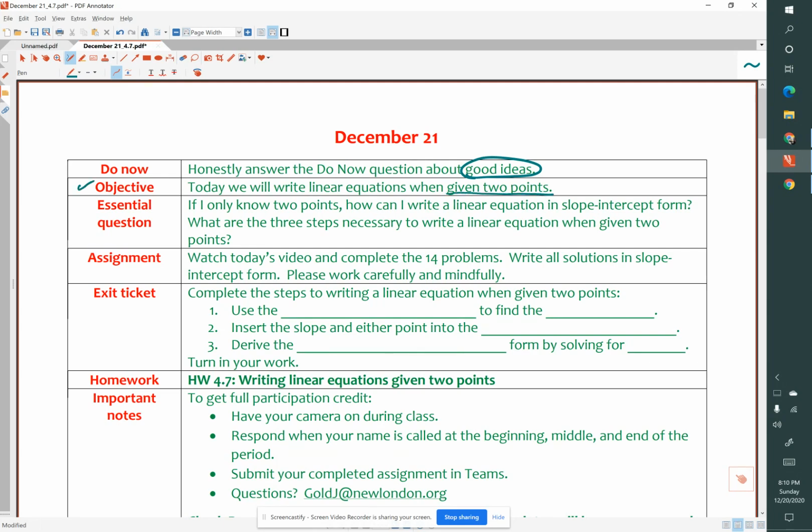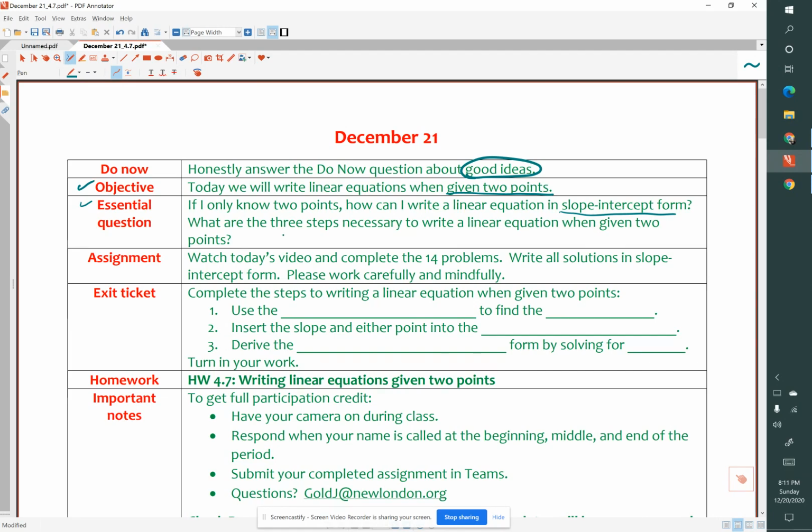Again, this is also a highly tested area, and it goes to the very central theme of what algebra is all about in high school. Our essential question is, if I only know 2 points, how can I write a linear equation in slope-intercept form? Remember, slope-intercept form allows us to easily graph a linear equation because we start with a y-intercept and then we calculate the slope to find the slope of the line and the actual graph of the line.